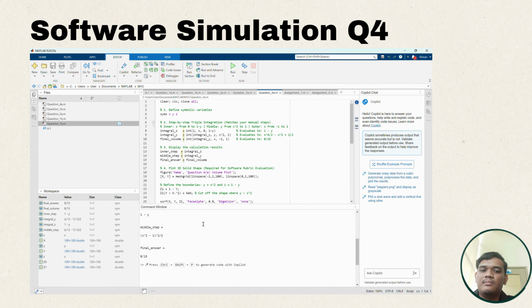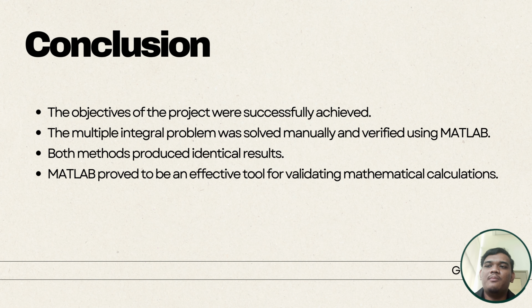My last part is the conclusion. First, the objective of the project was successful. Second, the multiple integration problems were solved manually and verified with MATLAB. Third, both methods produced identical results. And last, MATLAB is an effective tool to validate mathematical calculations.